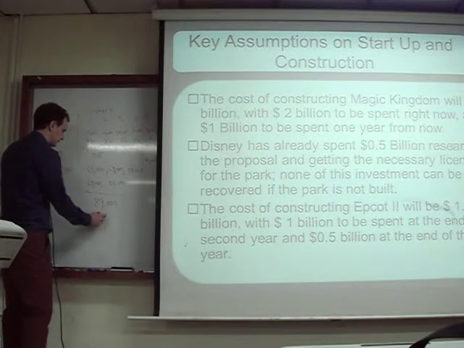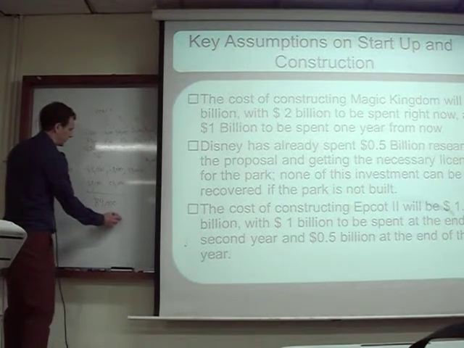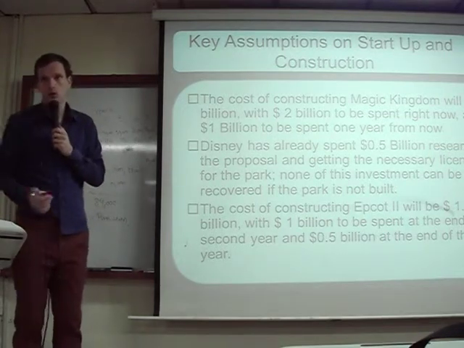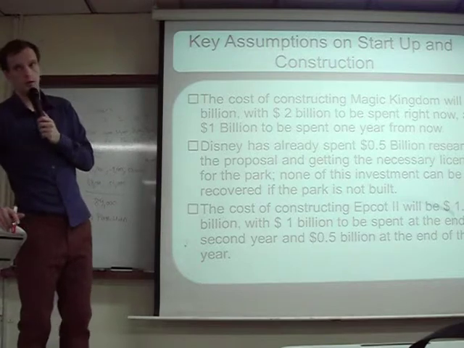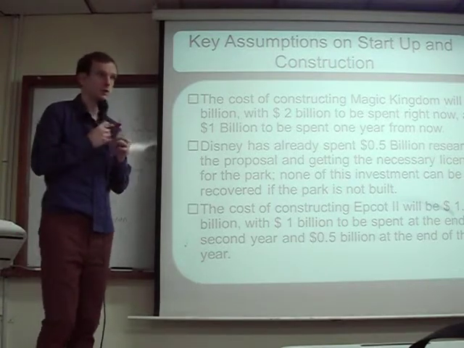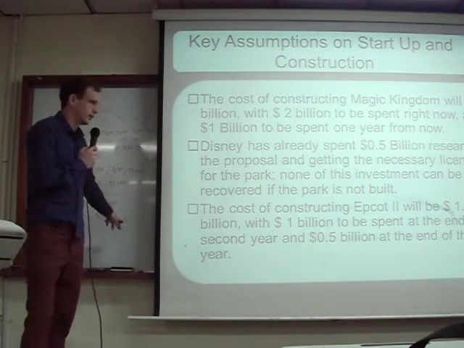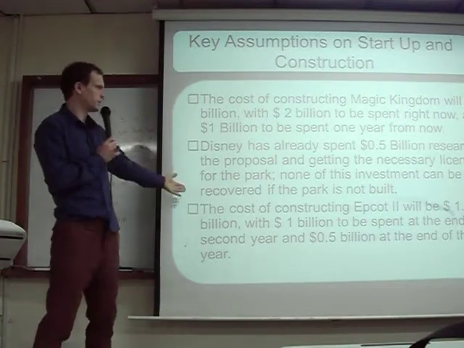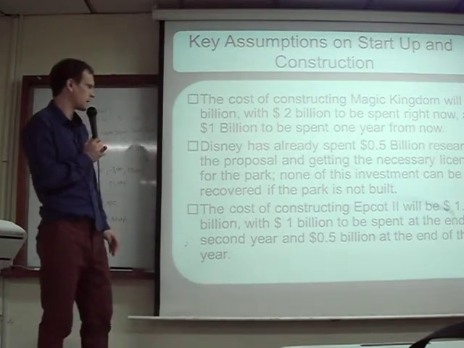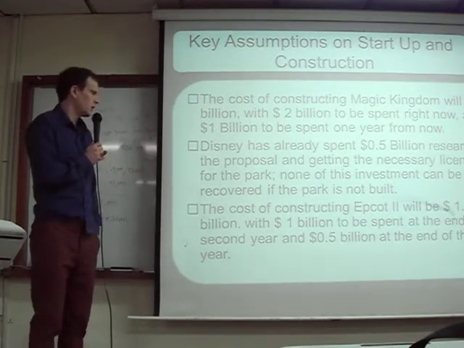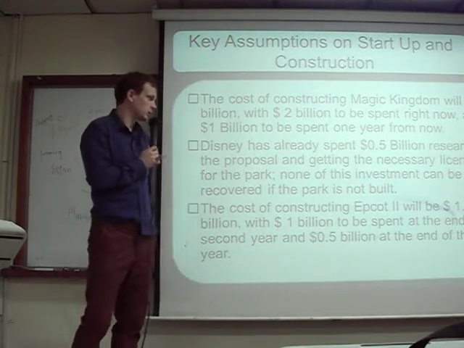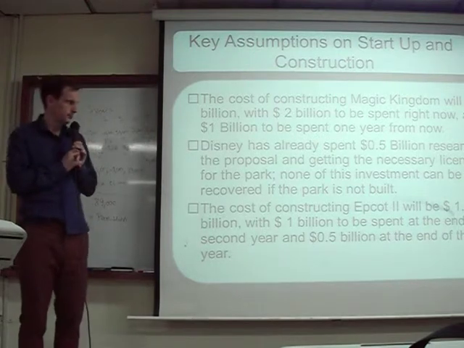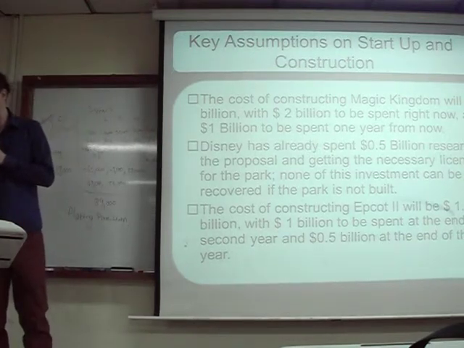Usually the residents, people who live around there, don't want to have a theme park because of traffic or a lot of people, pollution, other problems. Okay? So we have to get permission. We have to make the plan and so on. None of this can be recovered if the park is not built. So the cost of constructing the second part of the park will be $1.5 billion. $1 billion at the end of second year, and $500 million at the end of the third year.